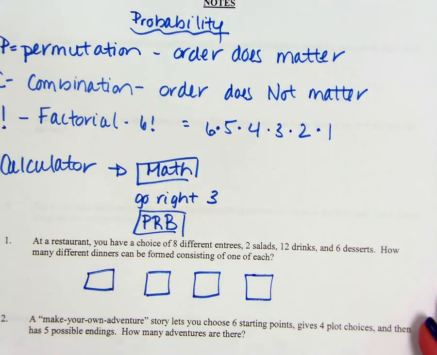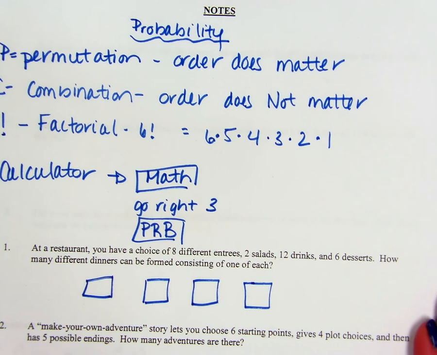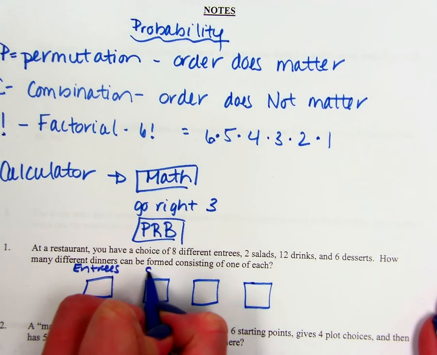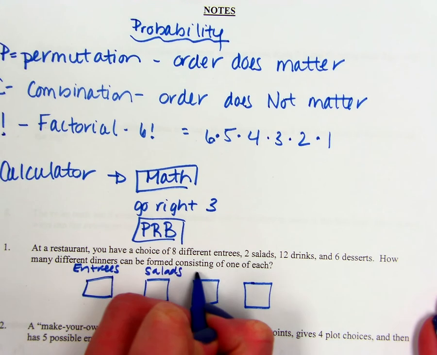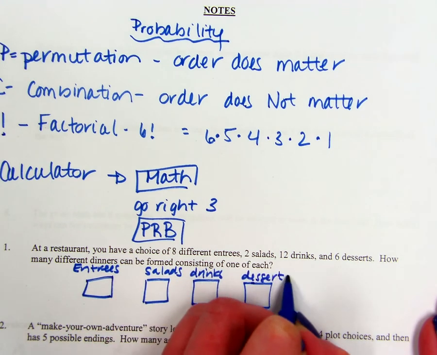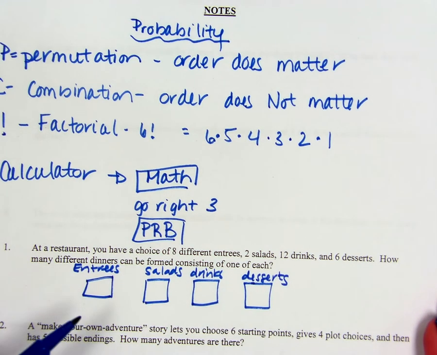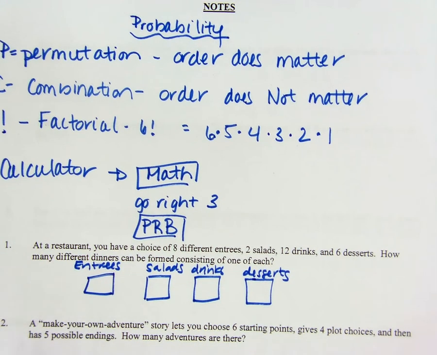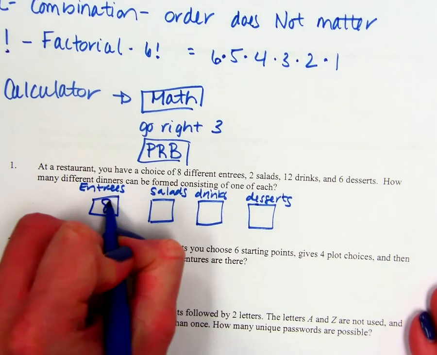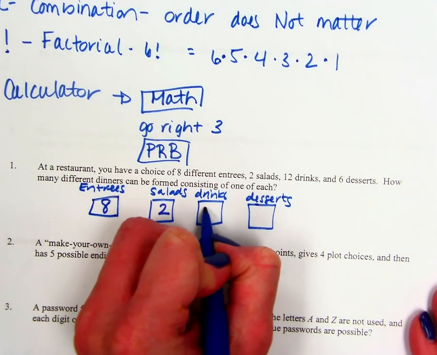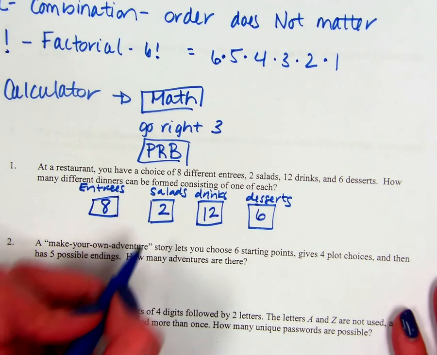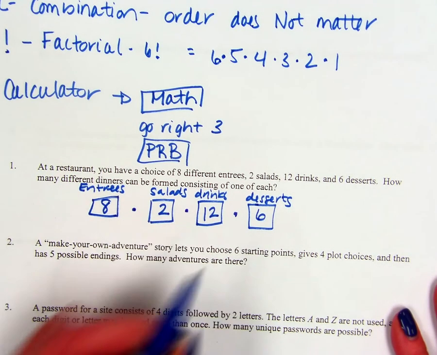And I'm going to label each one of those boxes just so I remember what was what. So I started with my entrees, and then my salads, onto my drinks, and then finally desserts. So in those boxes, all I'm going to do is put the number for how many options I have for each of those. So for my entrees, I have 8 choices, salads is 2, drinks is 12, and desserts are 6. All I'm going to do to get my solution here is multiply all of those together.